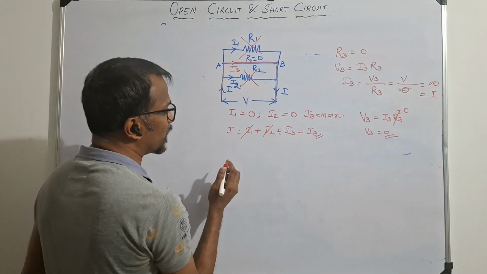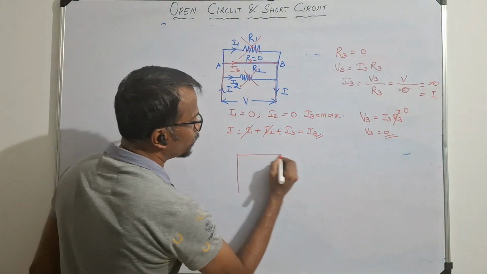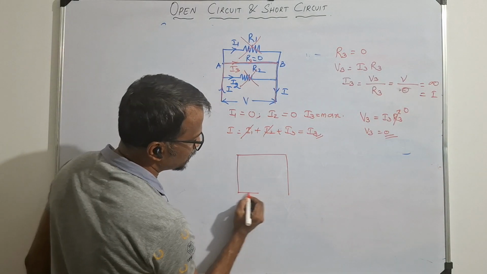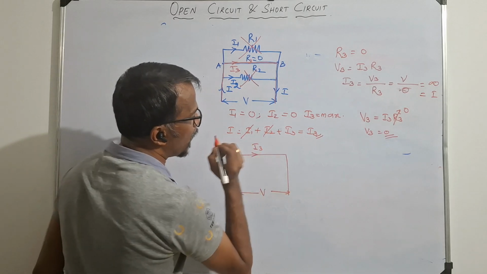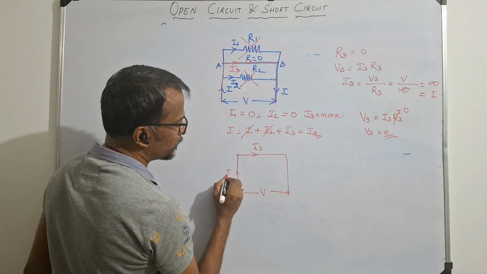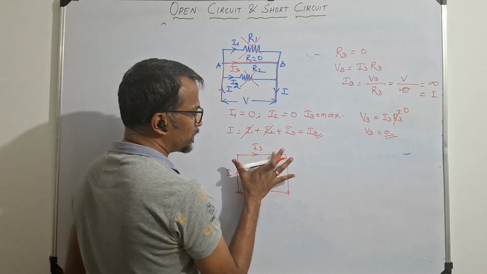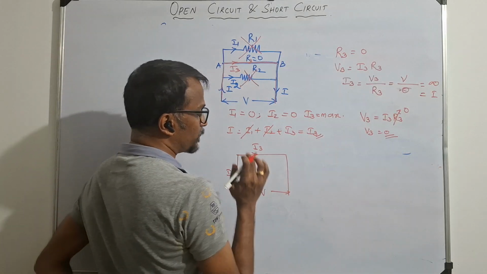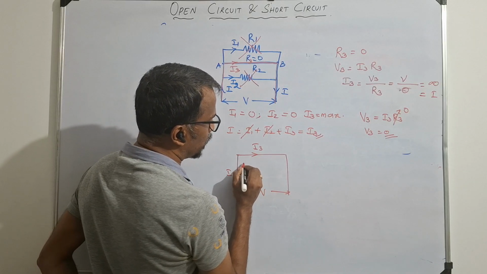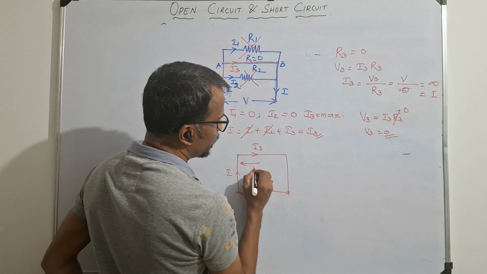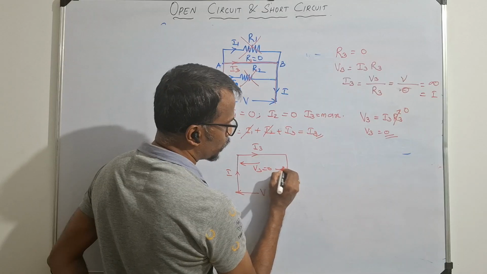So we can redraw the circuit like this. This is the voltage and this is the current. What current? I3, and I is flowing. So if you see, this entire current is maximum, so automatically V3, or V, the total voltage across this, will be equal to 0.